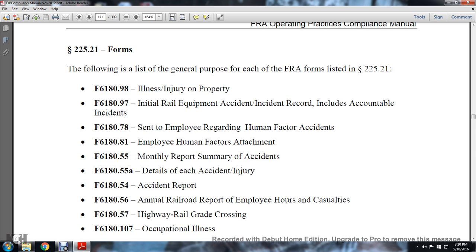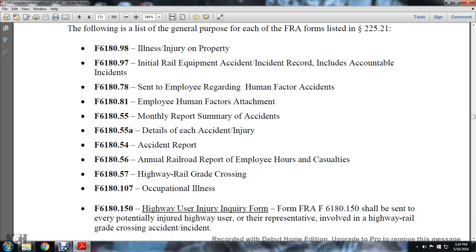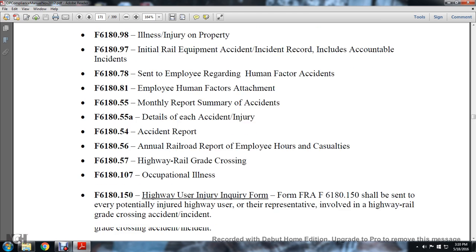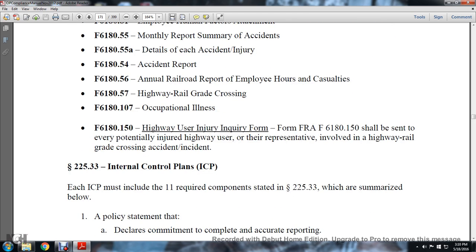6180-55, monthly report summary of accidents. 6180-55A, death or injury of each of the accident injuries. 6180-54, accident report. 6180-56, annual railroad report of employee hours and casualties. 6180-57, highway railway grade crossing. 6180-107, occupational illness. And 6180-150, highway user injury inquiry form of the FRA. 6180-150 shall be sent to every potentially injured highway user by the representative involved with the highway railway grade crossing accident incident.